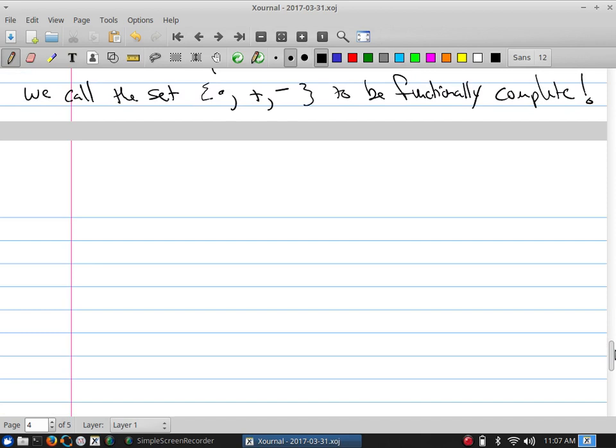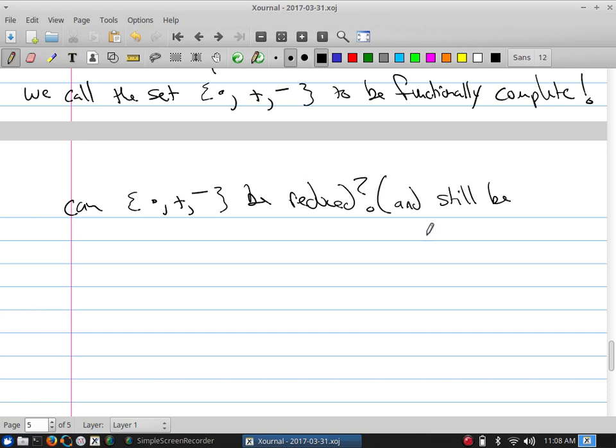Well, a common technique in math is, can we go lower? Is this as small as we can get? Could we get a smaller set? So only three operators. If only three operators are functionally complete, can we go down? Can this dot, plus, and not be reduced and still be functionally complete?